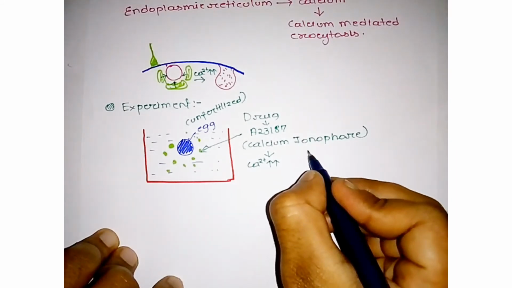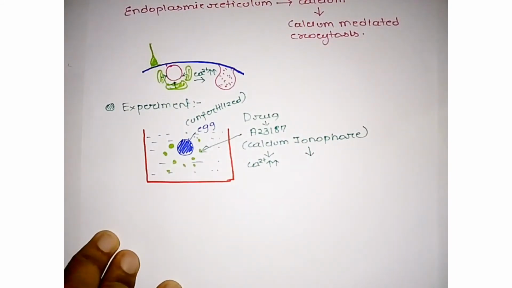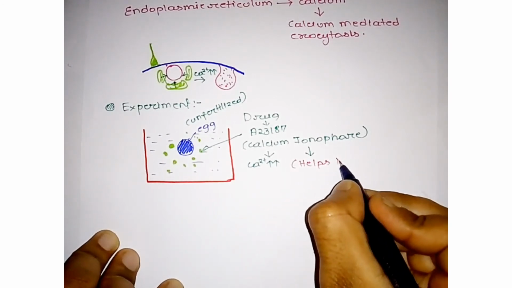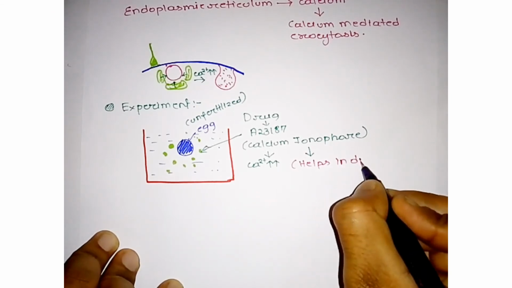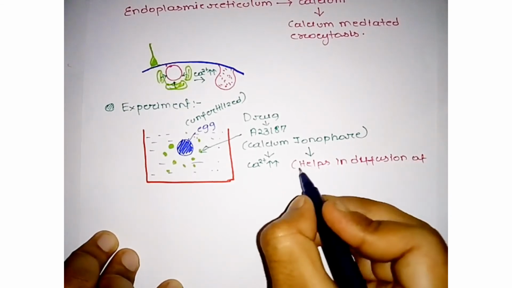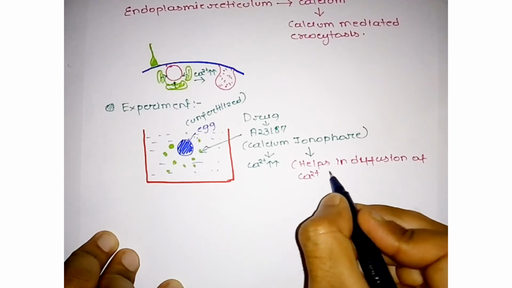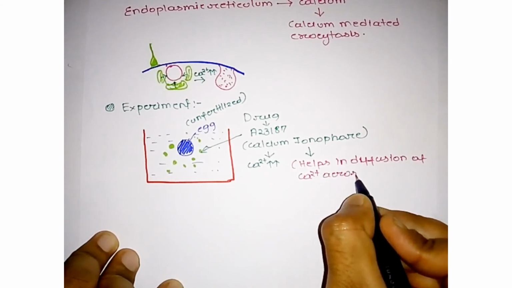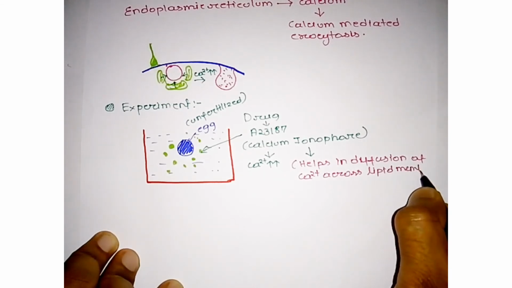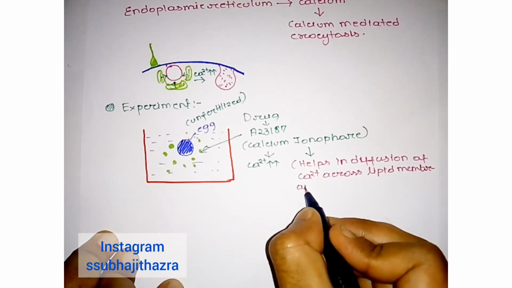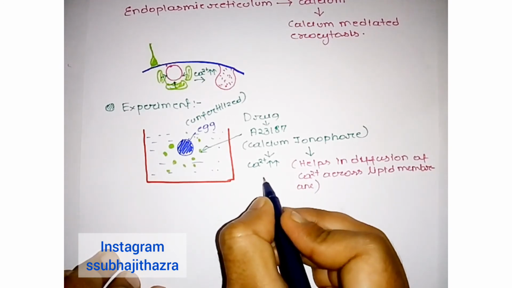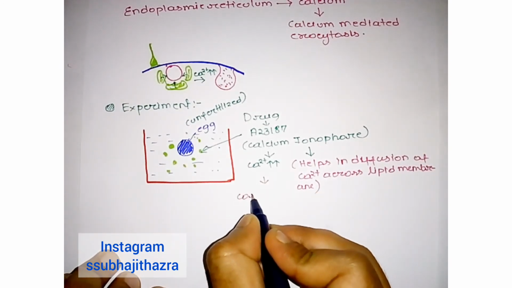So what is the role of this drug? This drug helps in diffusion of calcium across the lipid membrane of the endoplasmic reticulum. So in presence of calcium, the cortical reaction occurs.